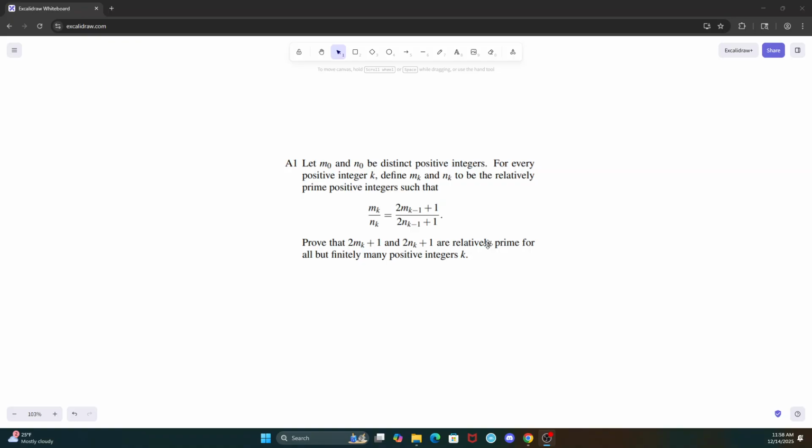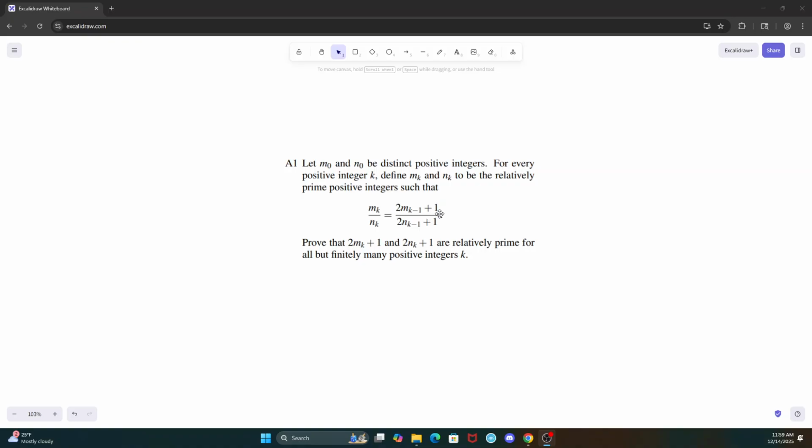And so where do we want to start? We're given this sort of recurrence relationship, right? So we'd like to analyze this a bit more. And so how do we get from m sub k minus 1 and n sub k minus 1 to m sub k and n sub k? Well, for both of them, we double it, and then we increment by 1, and then we divide both of them and make them relatively prime. And to make them relatively prime, we can take the greatest common divisor of both of them and just divide it, right?